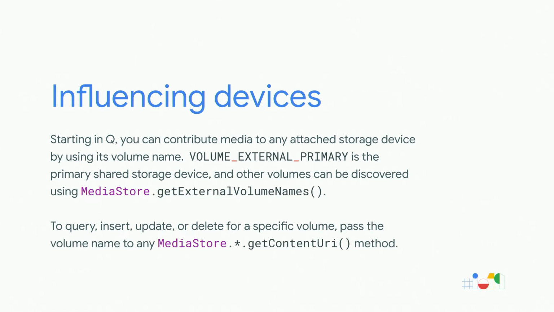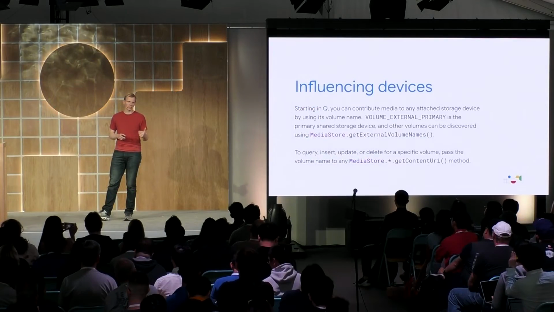So zooming out a little bit more, we've talked about influencing directories of where the content lands. In Q, we've also given you more capabilities to control which storage device it lands on. This is particularly useful for Android devices that have multiple shared storage locations. They may have a built-in shared storage, but they also may have an SD card slot where the user has inserted something. Starting in Q, you now have the flexibility to control which device you want that content to land on. Earlier, we mentioned the volume external primary. That's the volume name of that primary storage device.